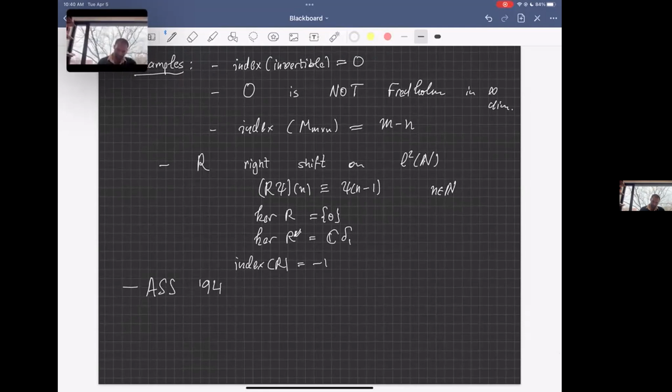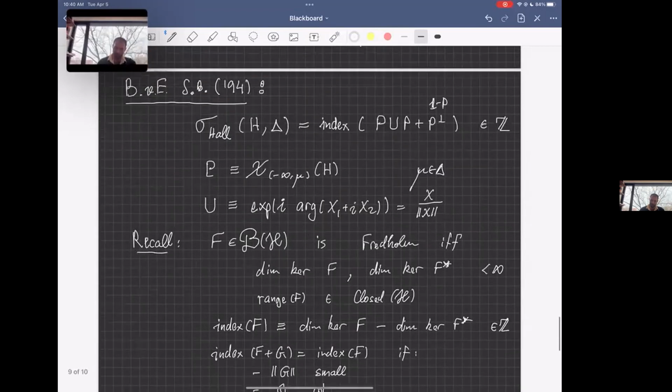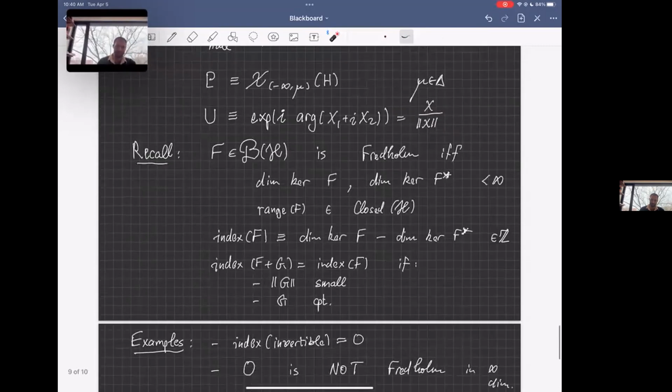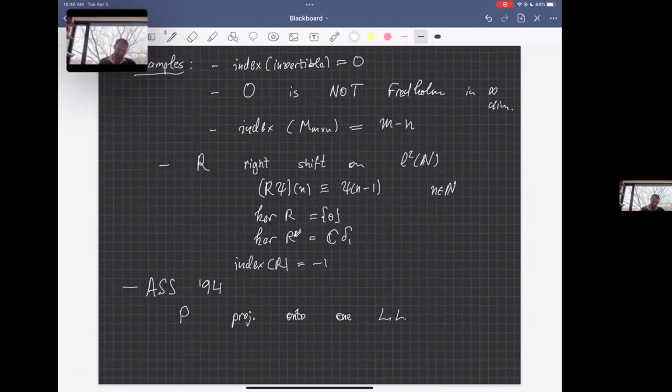So let's take P as a projection onto just one Landau level. And actually, from the way that this is defined, it's clear that it will have an additive property. So it's enough to understand projection to just one level. And if you do that, then you look at U, which is this e to the i argument of the position operator. And if you think what it is for a moment, then this is really just a right shift in angular momentum. Right, that's essentially what it is doing.